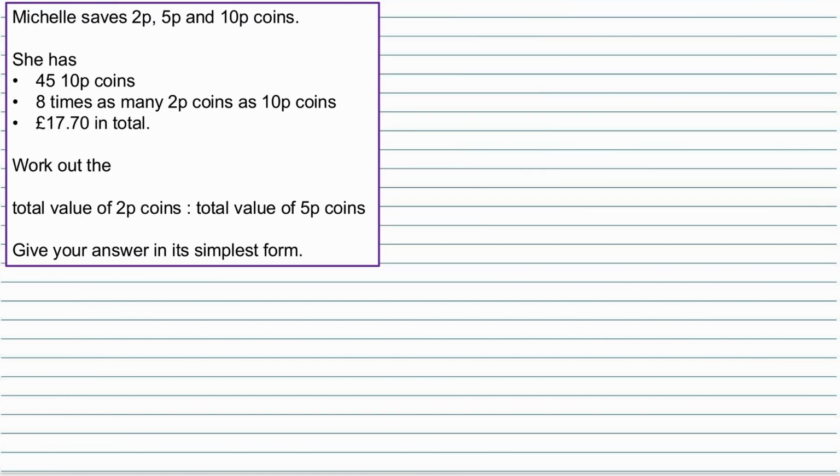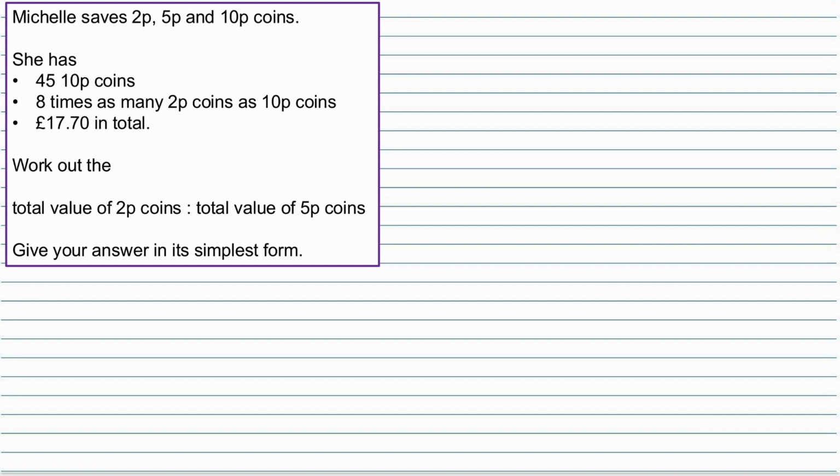In this question, we're told that Michelle saves 2p, 5p, and 10p coins. She's got 45 10p coins, 8 times as many 2p coins as 10p coins, and £17.70 in total. We need to work out the ratio of the total value of the 2p coins to the total value of the 5p coins in its simplest form. So do you want to give this one a go and come back when you're ready?